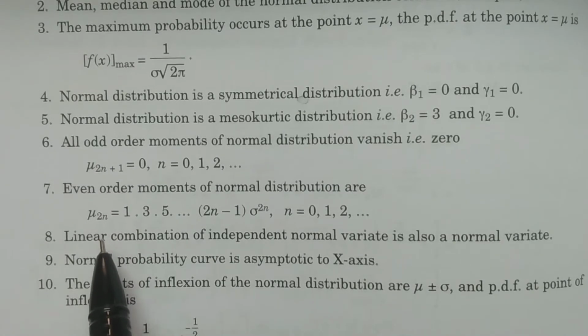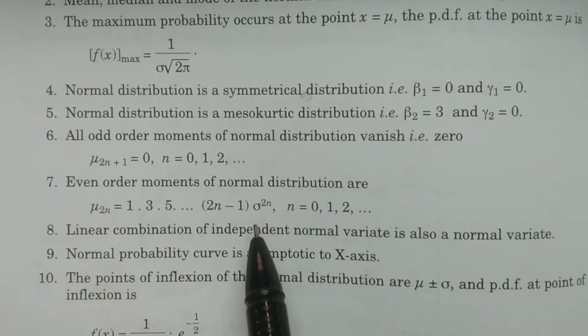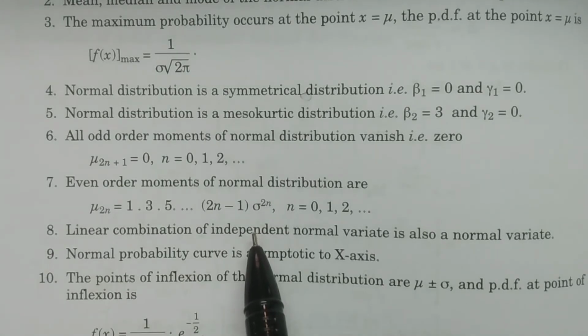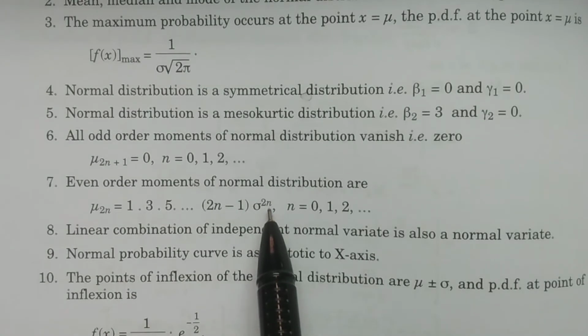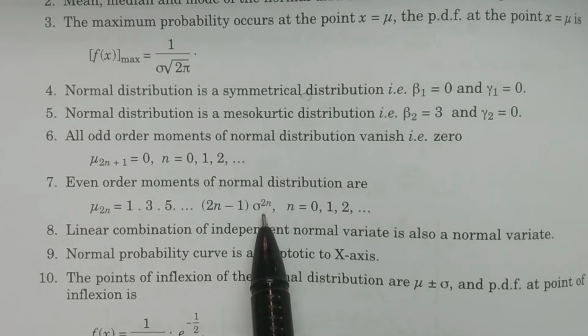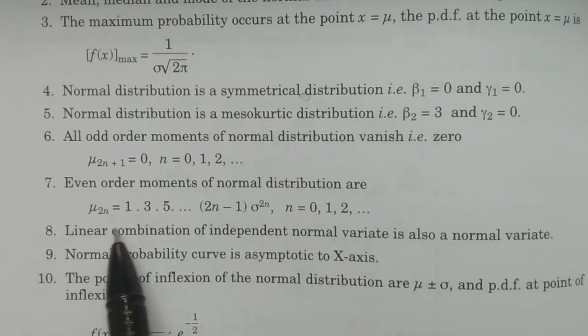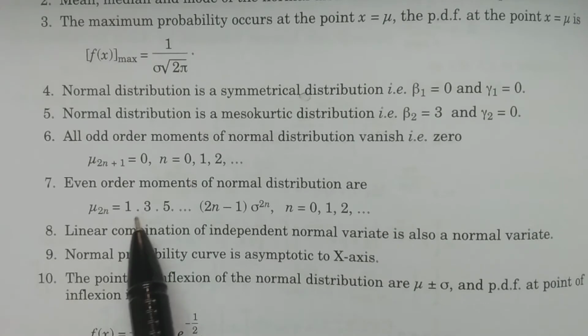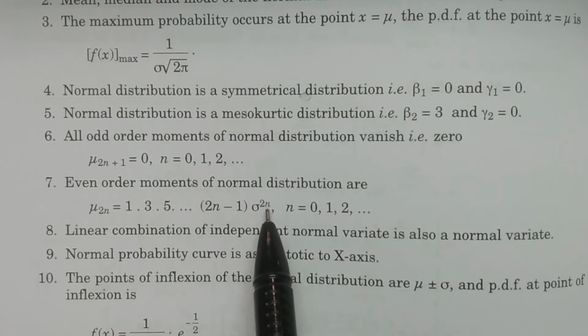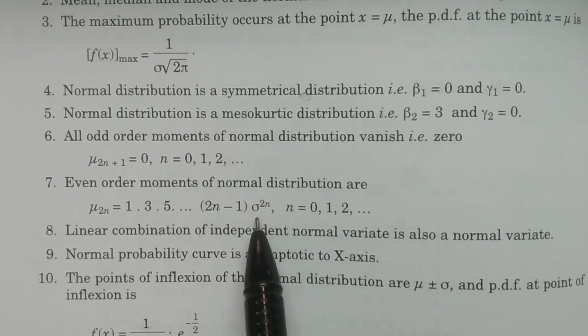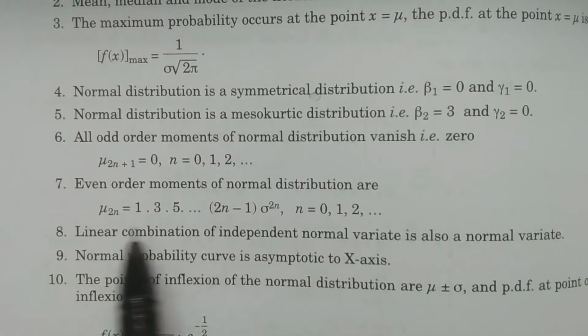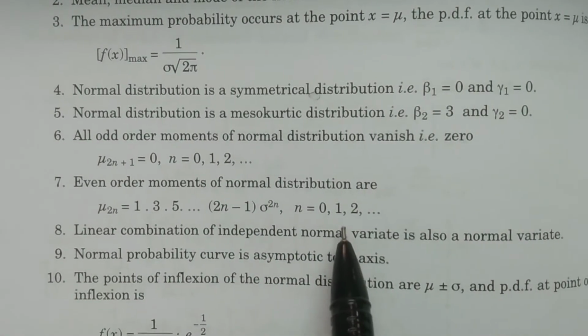And mu2, n is equal to 1, substitute n is equal to 1, mu2 value is sigma square. That's variance, sigma power 2 into 1, that is sigma square. And mu4 is 1 into 3 into sigma power 4, 3 sigma power 4, therefore, like that. Even order moments, the formula is this.